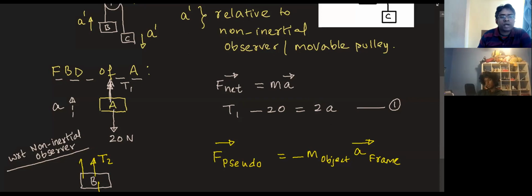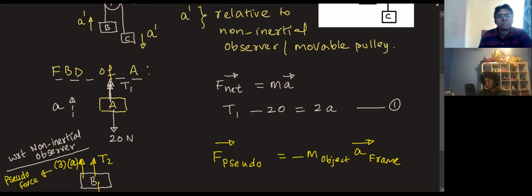Now, what is the magnitude of this pseudo force? Mass of the object analyzed. So the mass of the object is 3 and the acceleration of the frame is A. So it is 3A, you understand? That's the pseudo force we're talking about. This is very, very important to understand.